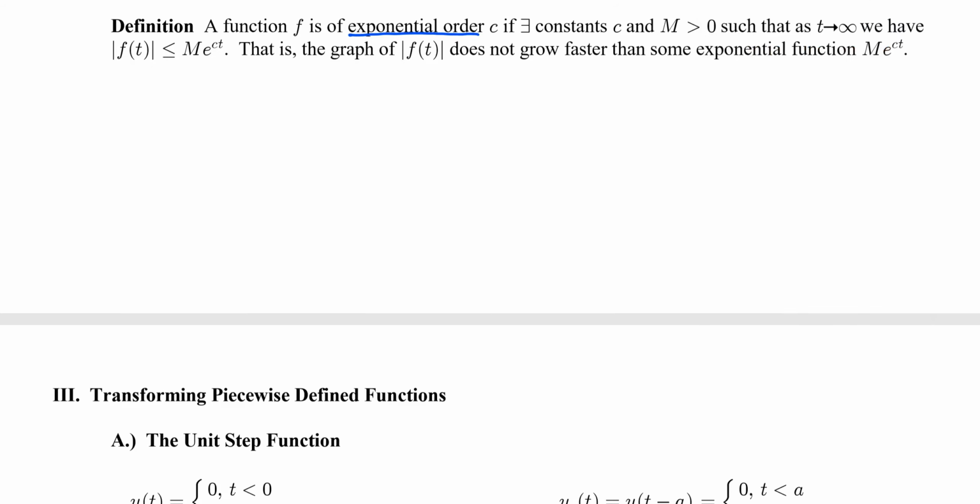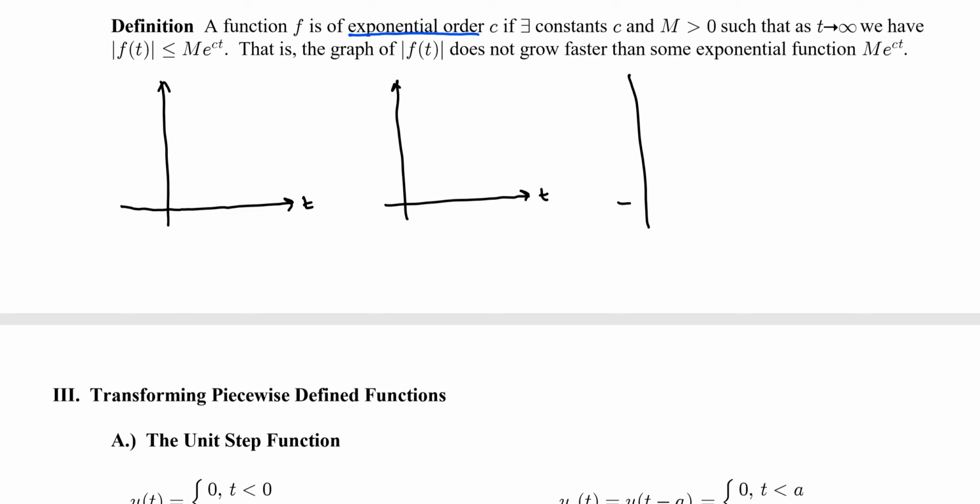Now don't get too hung up in these definitions. As long as you have a working understanding, you don't have to memorize those definitions word for word, but I do want to explain this using pictures. Pictures will make it make sense. So we're going to consider several functions of t. We're going to see what does it look like to be of exponential order, and what does it look like to not be of exponential order.